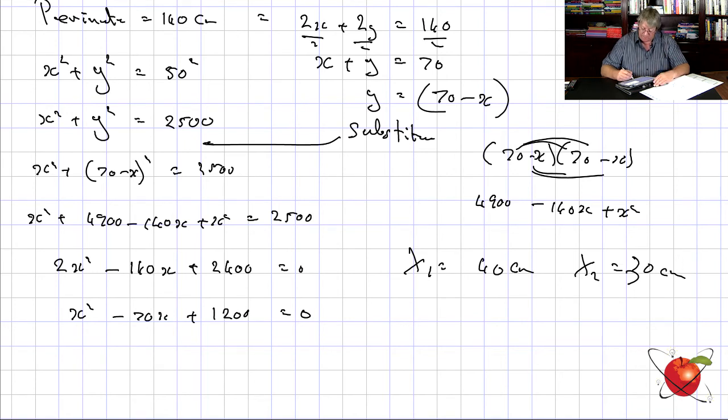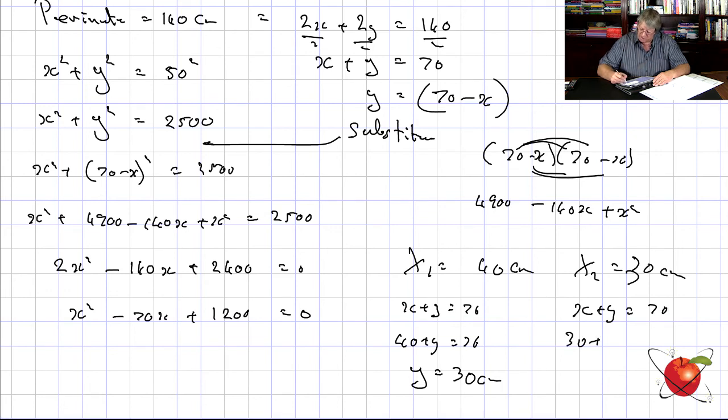Next we need to find y. Therefore, we're going to substitute in. Where would you go? You'd go into x plus y equals 70. Therefore, 40 plus y equals 70. y is going to be equal to 30 centimeters. But it's the same. So I'll go x plus y is equal to 70 here, and we'll get 30 plus y equals 70. Therefore, y is going to be equal to 40. Right? So there is an available answer for x2 in this case.